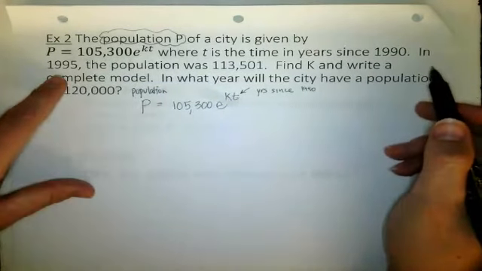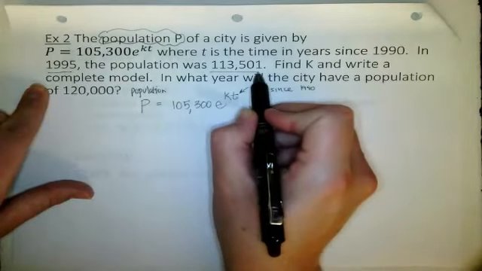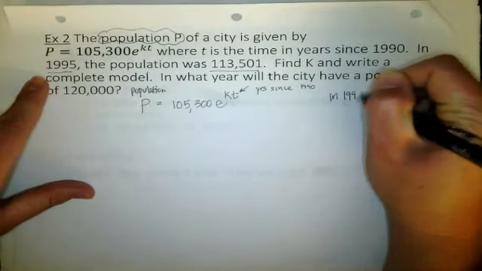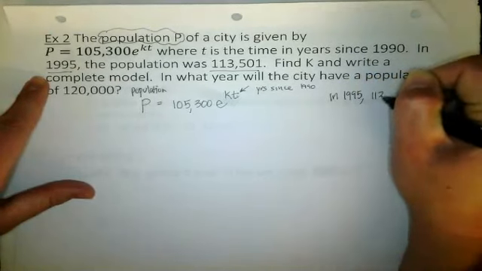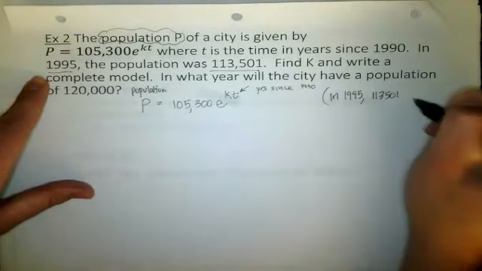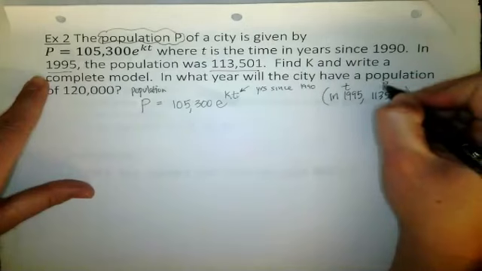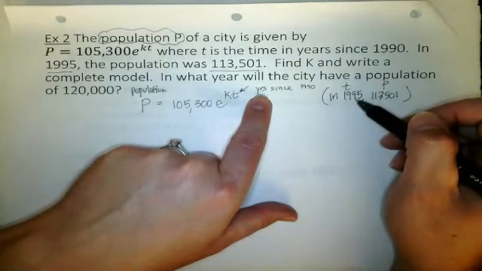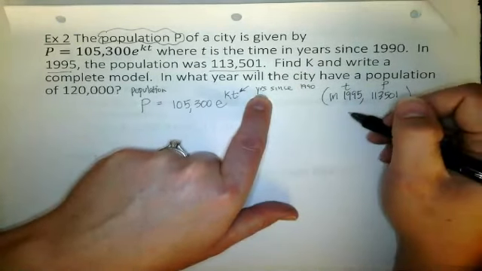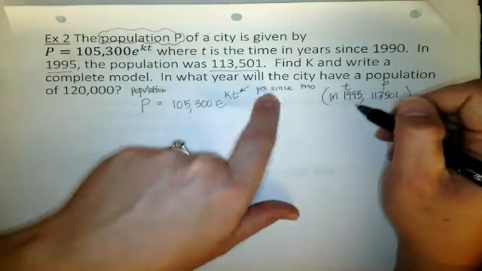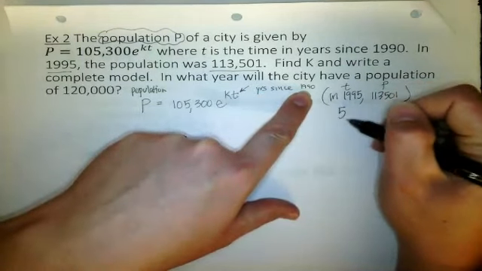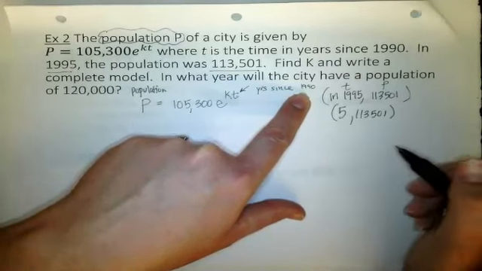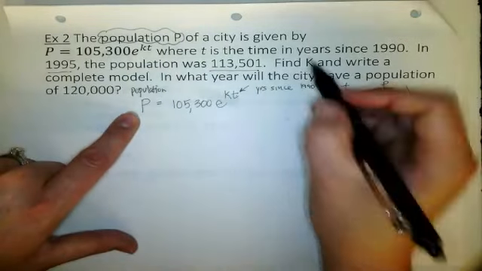In 1995, oh, that's interesting, the population was 113,501. They're giving us information there. Really, that's an ordered pair. They're giving us time and population. But we don't want to use 1995 because T represents years since 1990. So this would be 5 years later. So 5 years later, the population is 113,501. And that's information that we're going to use to plug in and find k.